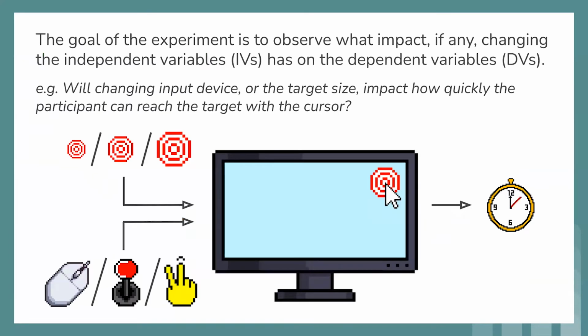The goal of an experiment is to observe what impact, if any, changing the independent variables has on the dependent variables. For example, in our experiment, we want to know whether the input device the participant uses, be it a mouse, an analog stick, or a trackpad, has an impact on how quickly they can move the cursor to the target. We also wish to know whether making the target small, medium, or large has an impact on how quickly they can click it.